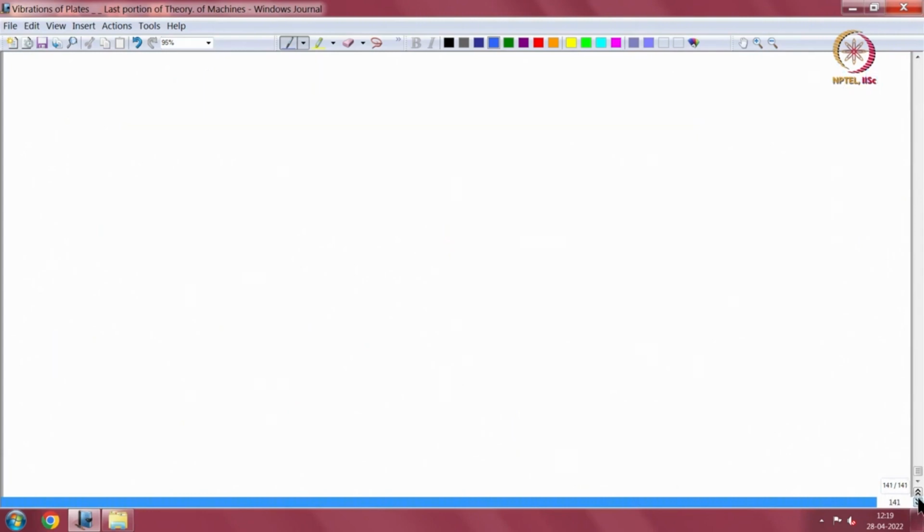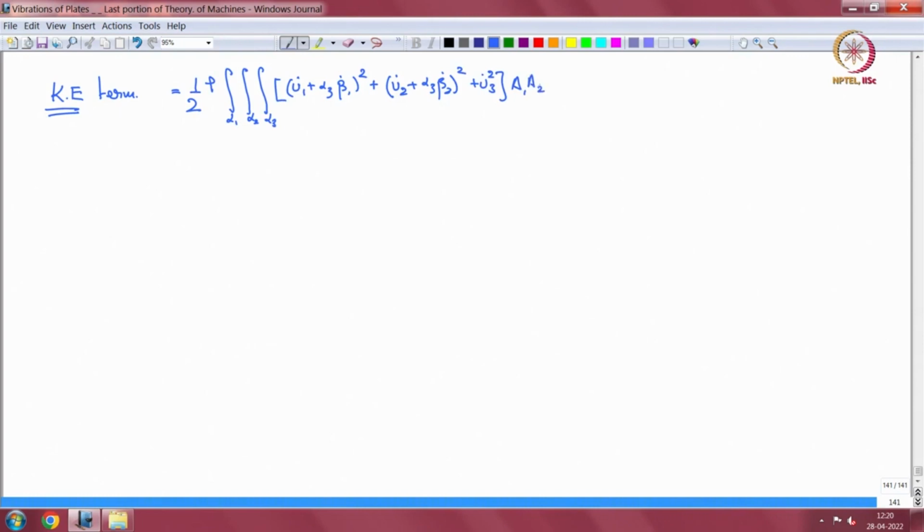And the kinetic energy term is 1/2 rho integral over alpha 1, integral over alpha 2, integral over alpha 3, of (u1 dot plus alpha 3 beta 1 dot) whole squared plus (u2 dot plus alpha 3 beta 2 dot) whole squared plus u3 dot squared, A1 A2 d alpha 1 d alpha 2 d alpha 3.